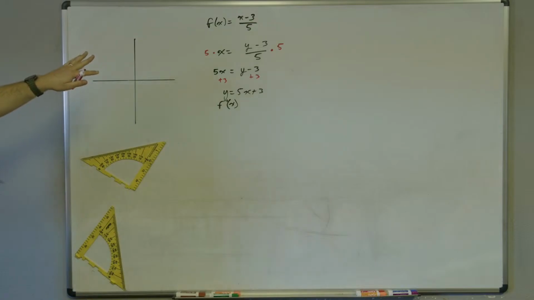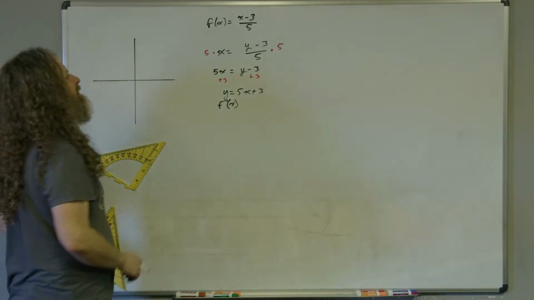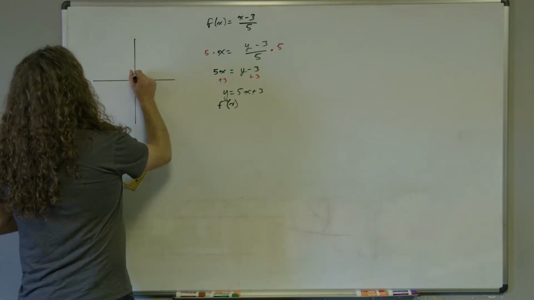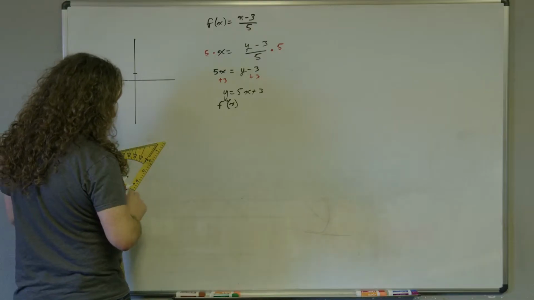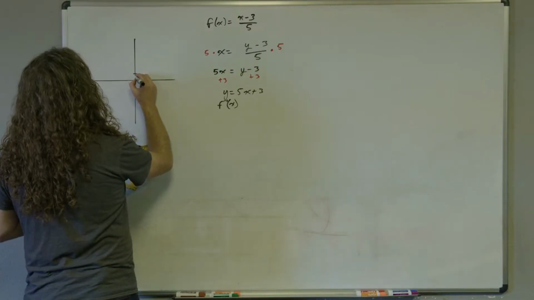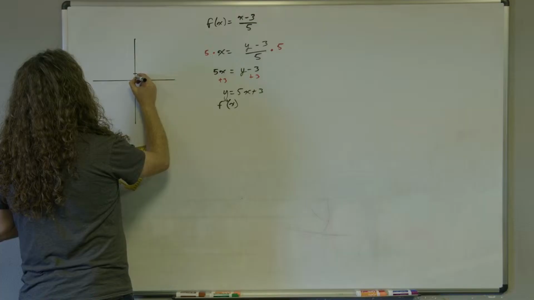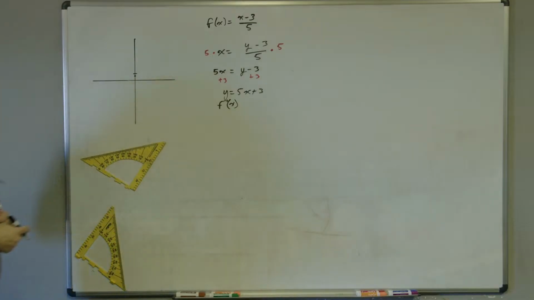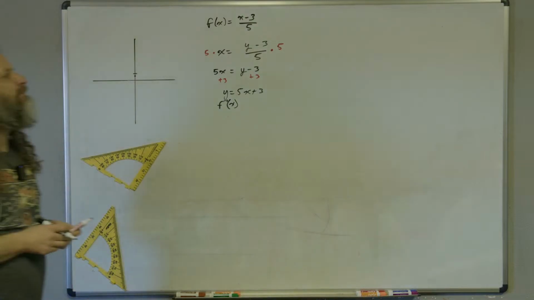On the original, what is the y-intercept of the original? Negative 3/5. That 5 goes into everything, right? So it's like right here-ish. What's the slope of the original? 1/5. Come on, kids.